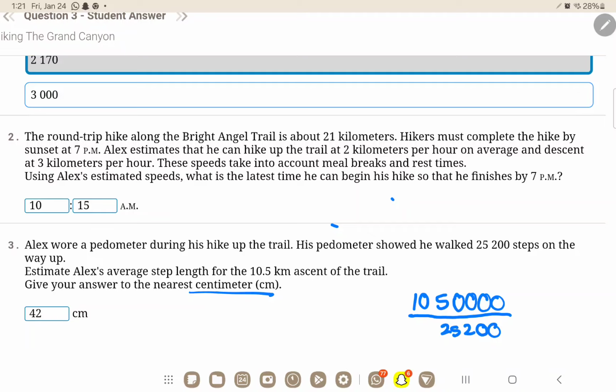Divide the two numbers on your calculator. So 10.5 times 1, 2, 3, 4, 5 zeros, and divide by 25,200. Oh wait, I put the number wrong on my calculator. When you divide the two numbers, you're going to get 41.666, whatever. They said to the nearest centimeter, so since 6 is bigger than 5, round up. Your answer will be 42. So each step of his is almost 42 centimeters.